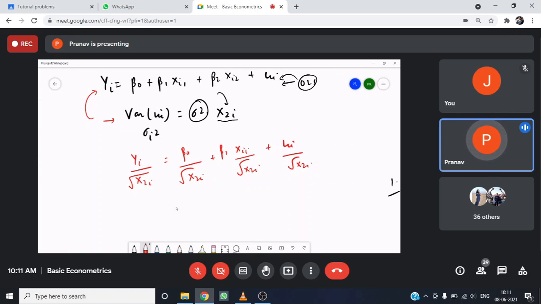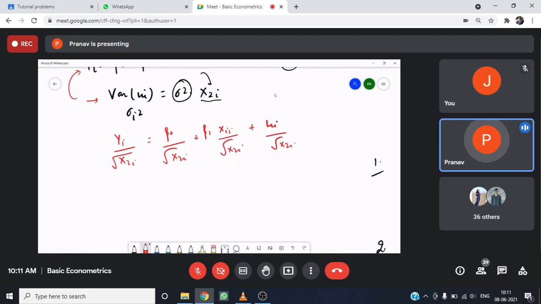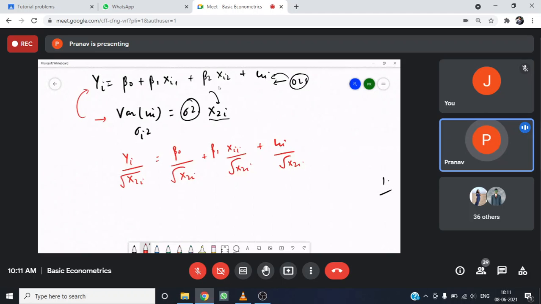One thing always remember: if your original model contains an intercept term, and you divide the original model by any weight, then the model that you are running using the weights will not contain an intercept term.